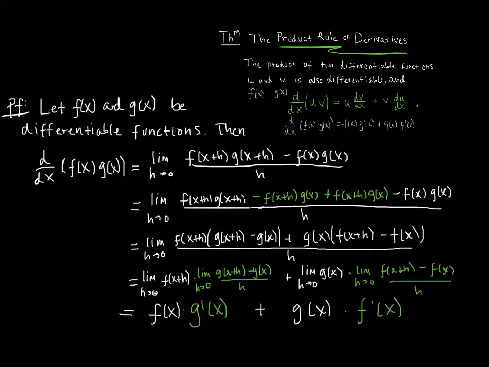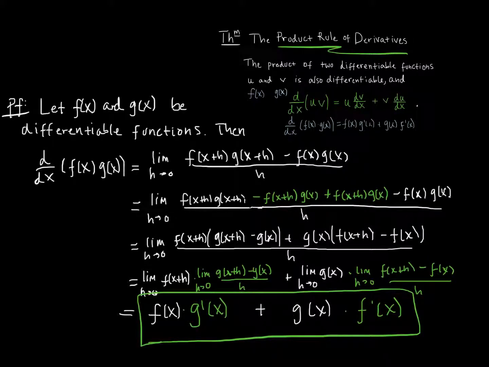And there we have it. The derivative of the product is f of x times g prime of x plus g of x times f prime of x. And so now you should, beyond a reasonable doubt, believe that that is how you take the derivative of a product of two functions.